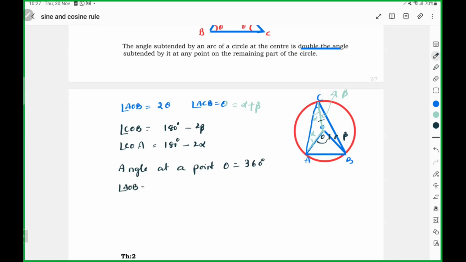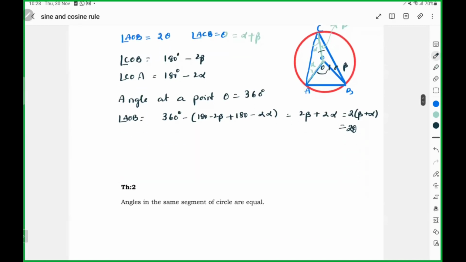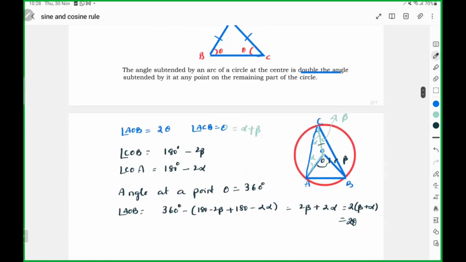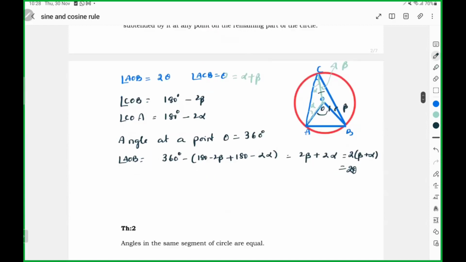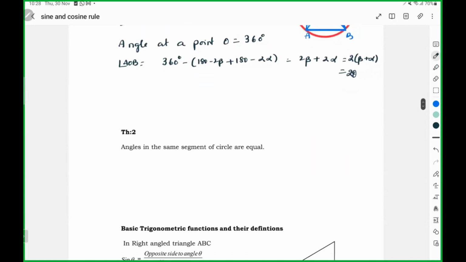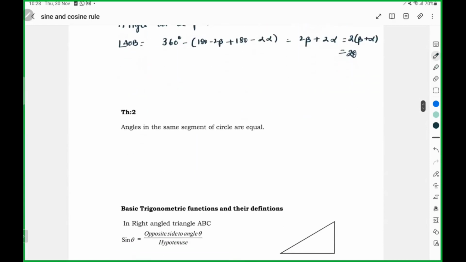Angle AOB is 360 minus (180 minus 2 beta) minus (180 minus 2 alpha), which is 2 beta plus 2 alpha, which is 2 times (beta plus alpha), which is 2 theta. Therefore, the angle made by the chord at the center is double the angle made by the chord at the circumference.